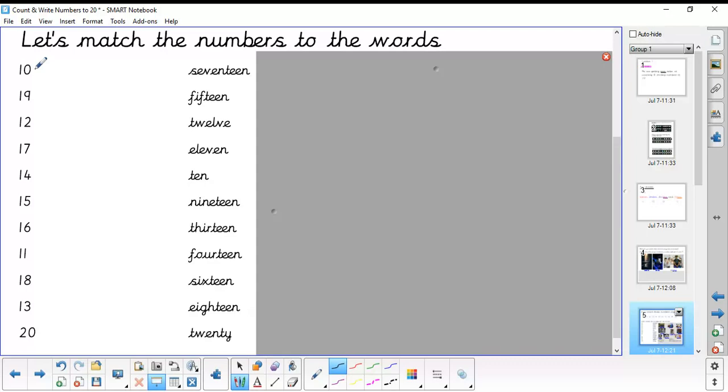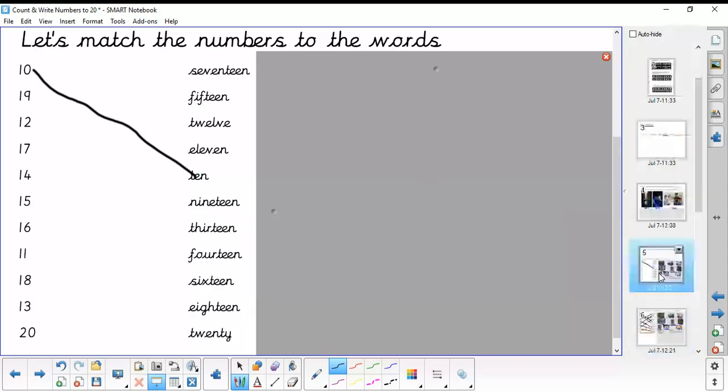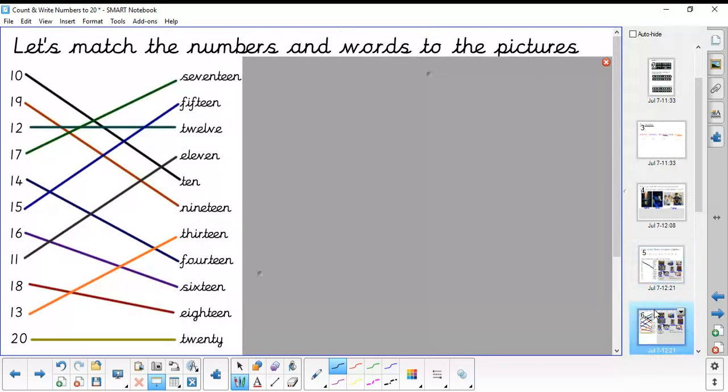Now I know that 10 is spelled with a T at the beginning, so I'm firstly going to have a look for the T sound. There's one, and it's T-E. Well, this is a W, so that can't be right, so I'll keep going down. T-E-N. 10. Brilliant, I found it, so I'm going to draw a line to there. Pause the video, as I said, have a quick go. Okay, so here we have a completed list. We have 10, 19, 12, and we've matched them all up to the words.